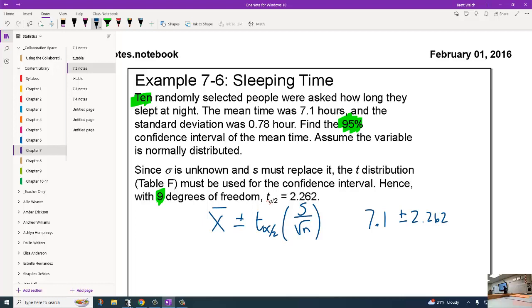Okay? Times the standard deviation, that's a sample standard deviation, 0.78, over the square root of how big is our sample? 10. Clearly there's an addition version of this and a subtraction version of this. We're going to need to do both. So if one of you has got your calculator handy, can evaluate the plus side and one of you can evaluate the minus side, let's get those two values calculated so we can create our boundaries around the mean.